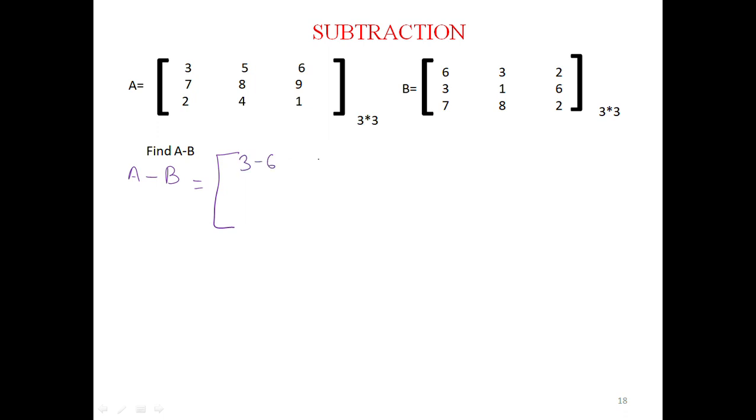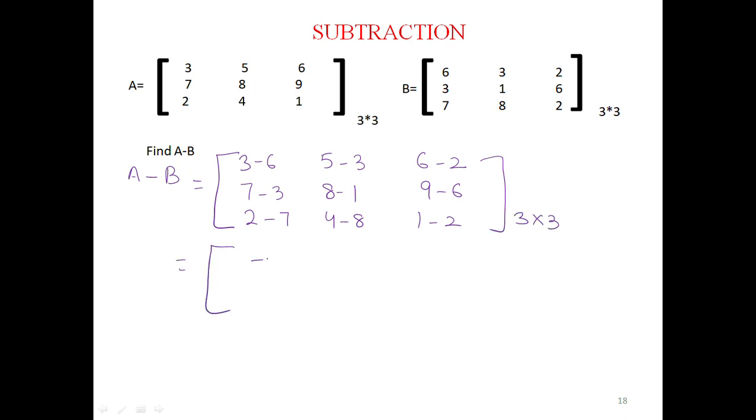3 minus 6, 5 minus 3, 6 minus 2, 7 minus 3, 8 minus 1, 9 minus 6, 2 minus 7, 4 minus 8, 1 minus 2. This is the 3 by 3 matrix: minus 3, 2, 4, 4, 7, 3, minus 5, minus 4, minus 1. We should take the sign of the greatest value when you subtract or add or multiply.